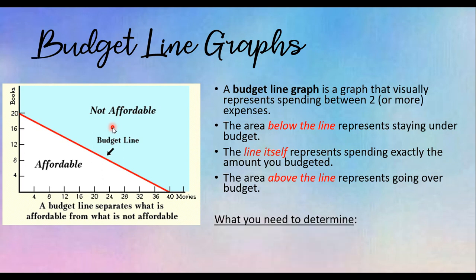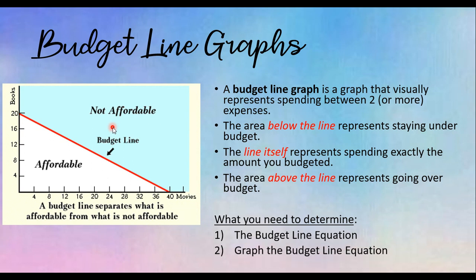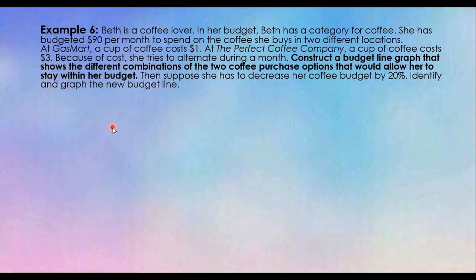So what you need to determine with our budget line graphs, the hardest part is coming up with the budget line equation, and it's still not even that bad because it's a line, y'all. Then we have to graph it. Again, not hard because it's a line. And then we just need to see, are we under budget? Are we at our budget? Are we over our budget? Need to be able to determine that. So that's what we're gonna do. So here's our next example.